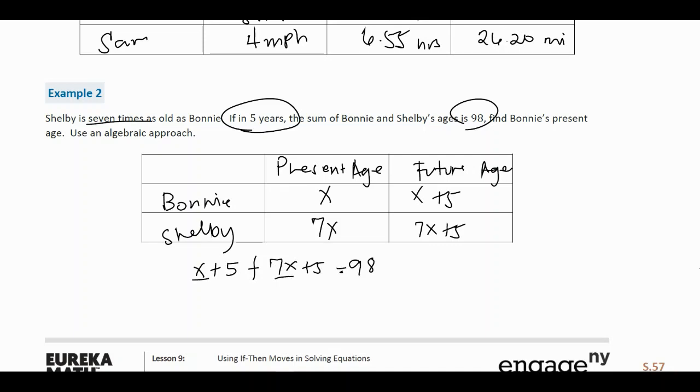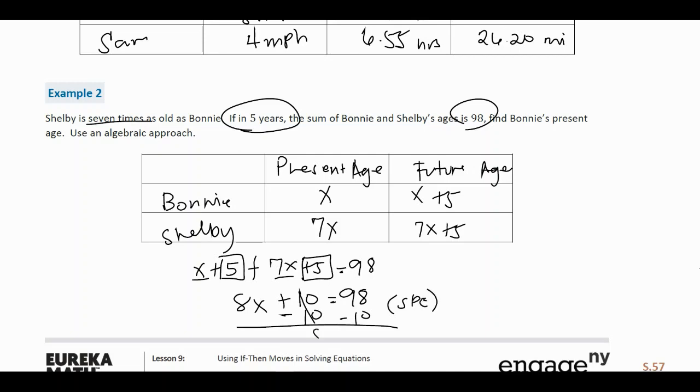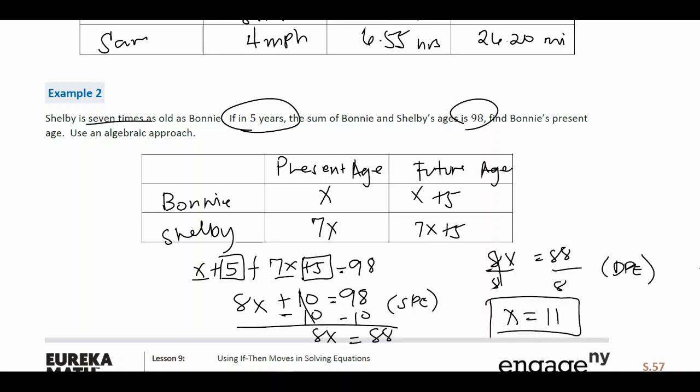Let's combine 7x and x, and positive 5 and positive 5. So x plus 7x is 8x, plus 5 plus 5 is 10, is equal to 98. Subtract both sides by 10 using SPE. Bring down 8x is equal to 88. Divide both sides by 8 by DPE. Therefore, x is equal to 11. So Bonnie is currently 11 years old.